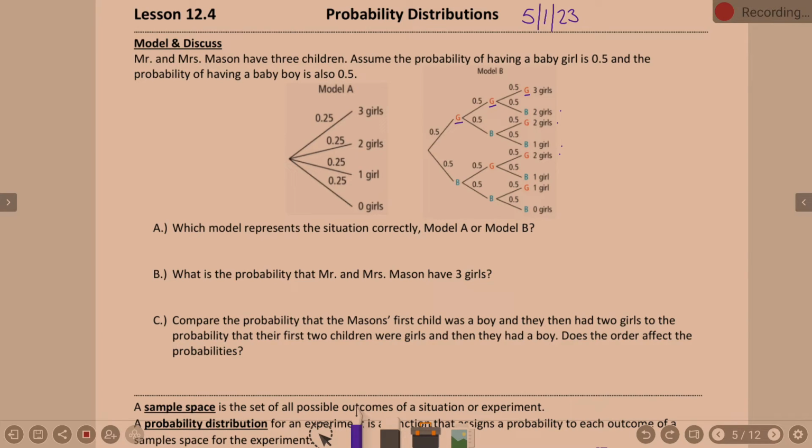Part of that is because they are independent events. The birth of one child does not affect what the next child is going to be. So I'm going to say model B. And I think my big thing is that each event is independent here.